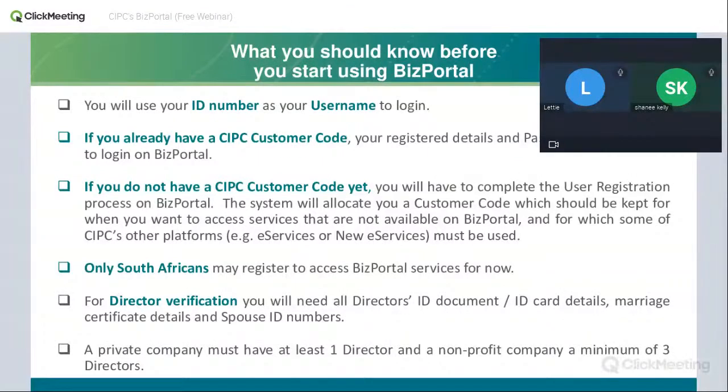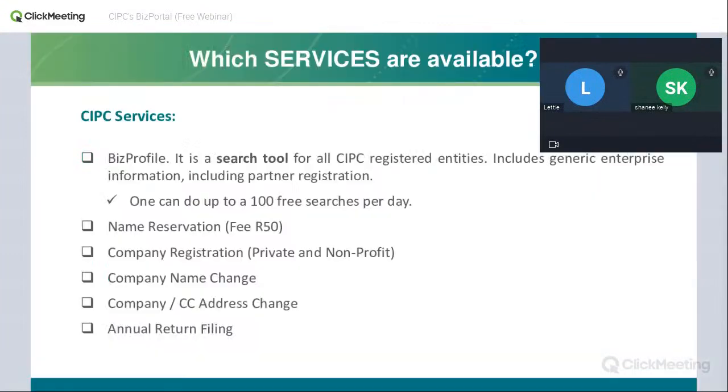For director verification, you will need all the directors' ID documents or ID card details, the marriage certificate details, and their spouse's ID number. A private company must have at least one director, and a non-profit company a minimum of three directors.